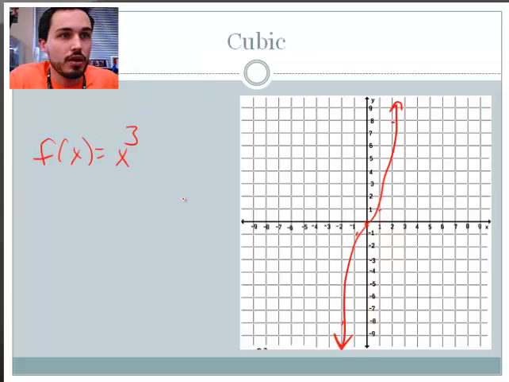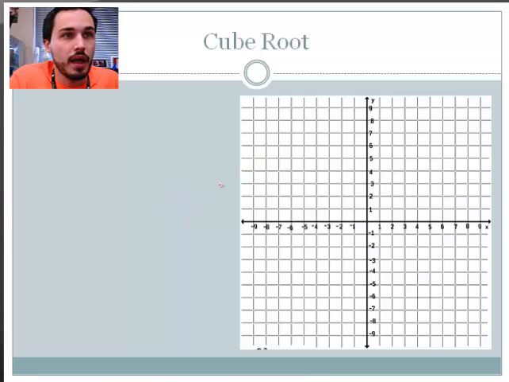Okay. Cubic. You know, I didn't do a good job of writing this one. I'm going to do that again. Okay. So cubic is f of x equals x cubed, and it's kind of similar to the way that a quadratic looks on the right-hand side, but then on the left-hand side it flips and goes the other way. So sketch that. And then lastly, cube root here.